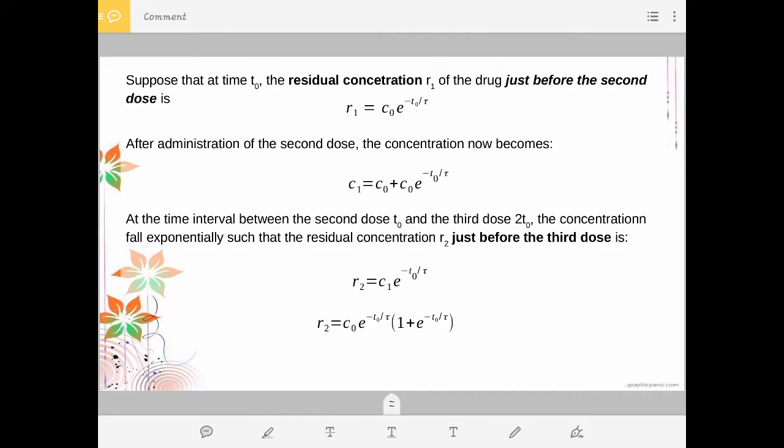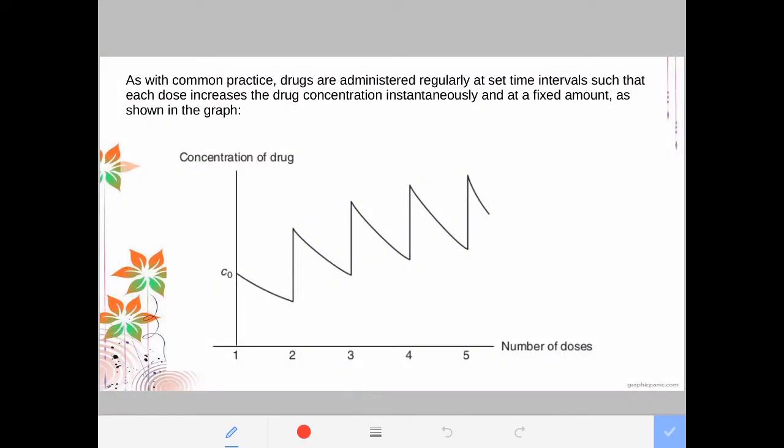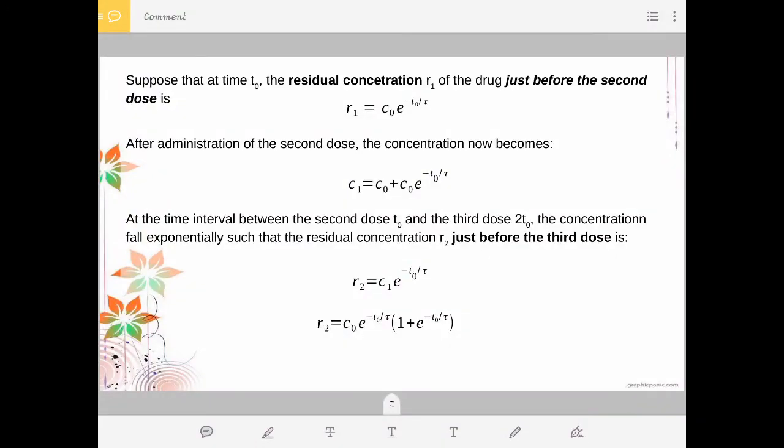Now, at a certain time interval between the second dose and the third dose, after another time interval, which we define as 2T sub 0, of course the concentration falls again. Remember from our graph, you have the residual, this is T sub 0, you administer the drug, and then this one is now C1. So this part here is R1. Then over some time the drug diminishes in your system, so you have another value, R2, another point in the concentration function, just before the third dose.